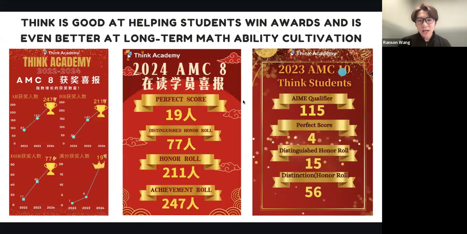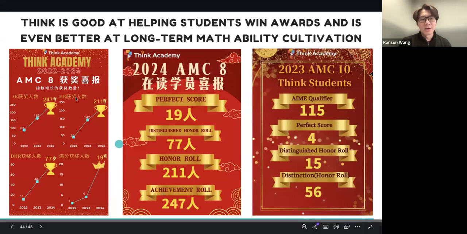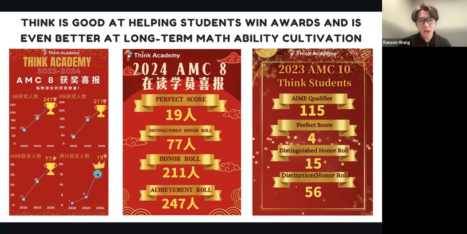And here is a summary of the great news for MCA. From 2022 to 2024, the number of achievement roll, honor roll, distinguished honor roll, and full mark students more than doubled. In 2024 we have 19 full marks, almost 250 achievement roll, more than 200 honor roll, and almost 100 distinguished honor roll. So that's pretty great results.